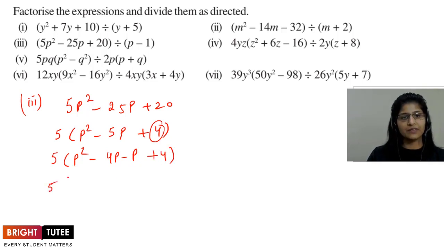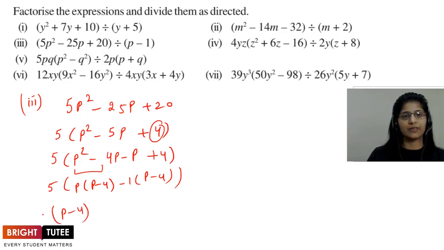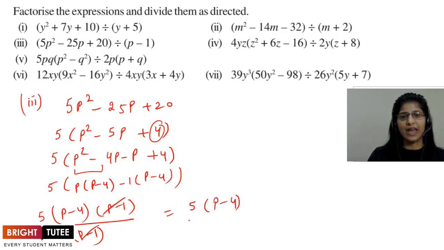So 5 into, out of these two terms p is common, p minus 4, and out of these two terms what can we take common, because we want p minus 4, so minus 1 is common, p minus 4, right? So of whole, p minus 4 is common, and then we have 5 also and p minus 1. Now this is going to get divided with p minus 1. So just see, getting cancelled, we are left with p minus 4. 5 times p minus 4 is the final answer.